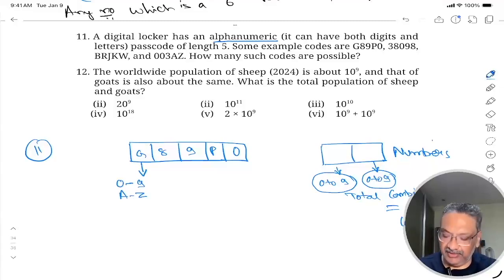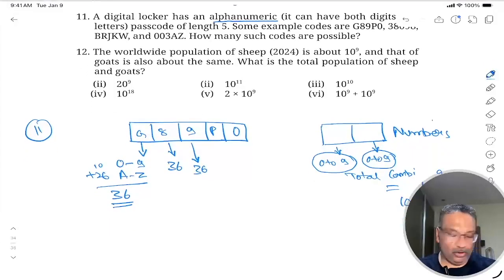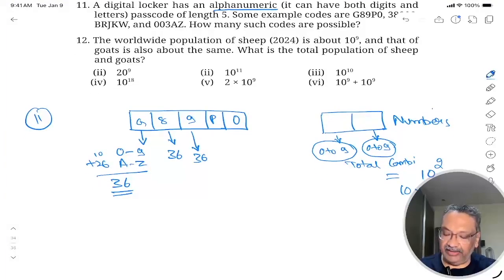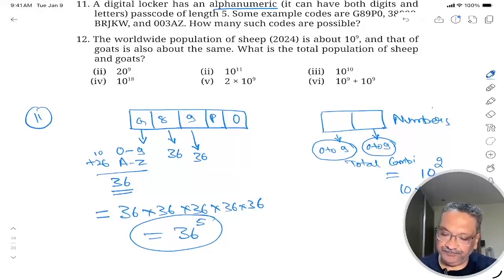So how many combinations do we get? 10 plus 26, that is 36 combinations. Similarly, we get 36 combinations here, 36 combinations here, and 36 combinations here also. How many positions do we have? We have 5 digits. So the total number of combinations will be 36 into 36 into 36 into 36 into 36, or 36 to the power of 5. So many combinations we get.